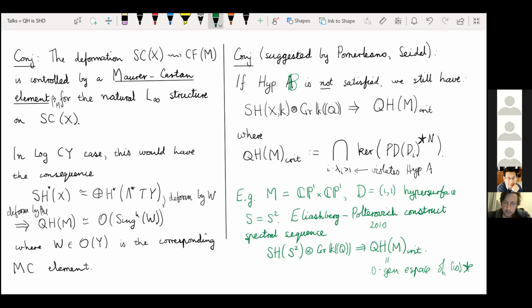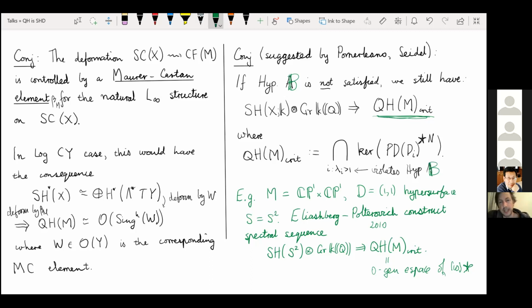The conjecture, for which there's some reasonable evidence, is that there's still a spectral sequence arising from our theorem A. The only thing is that it need not converge to the quantum cohomology of M. Instead, the conjecture is that it converges to a certain subspace of the quantum cohomology of M, which is precisely the intersection over all components of the divisor which violate this hypothesis B of the zero generalized eigenspace of quantum cup product with the Poincaré dual of that D_i.